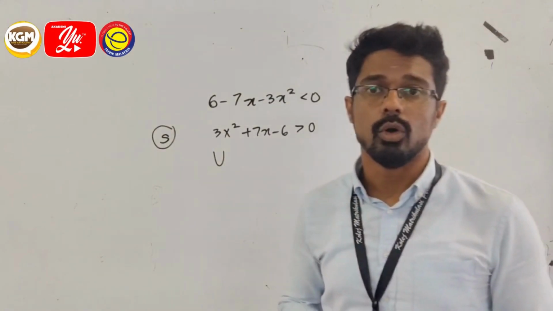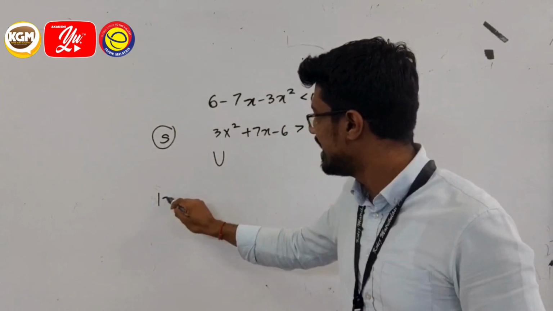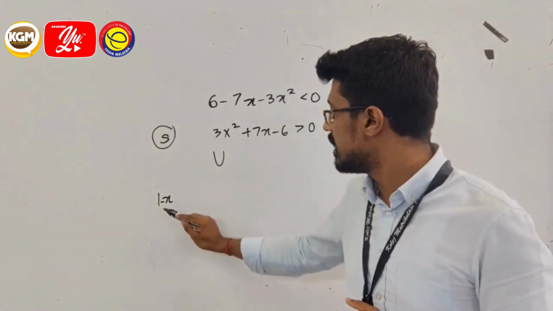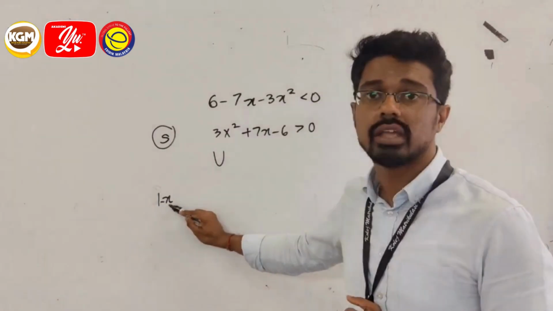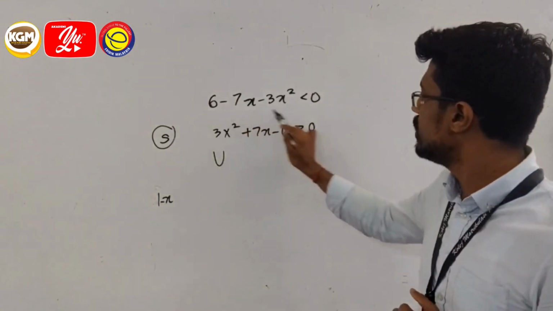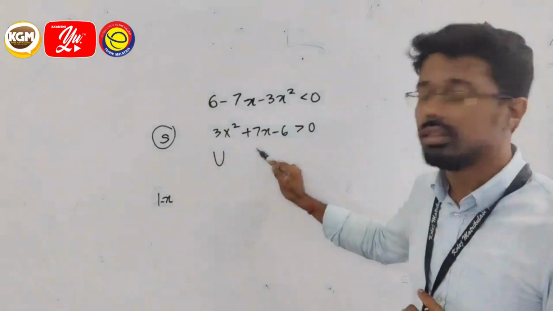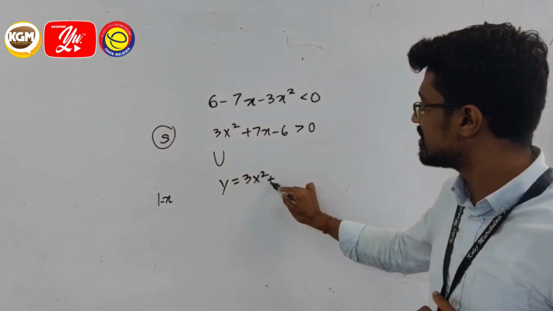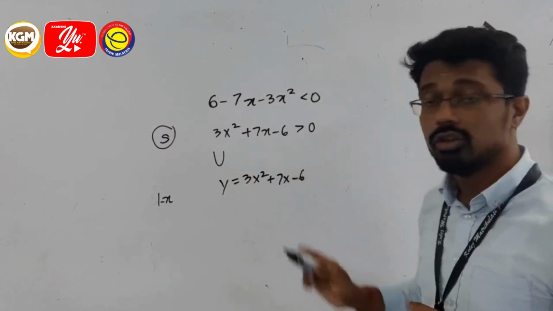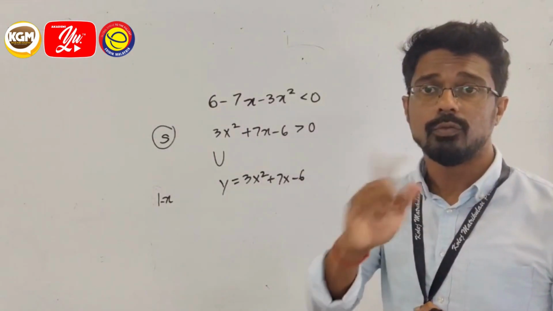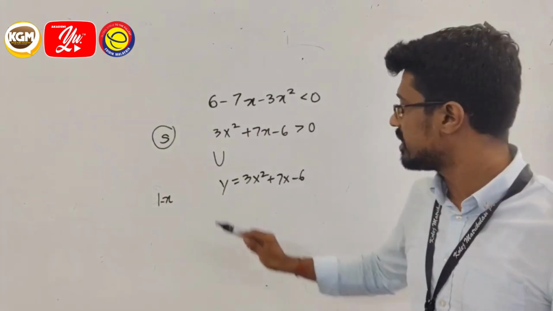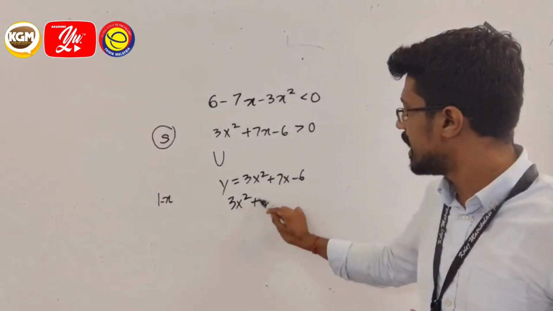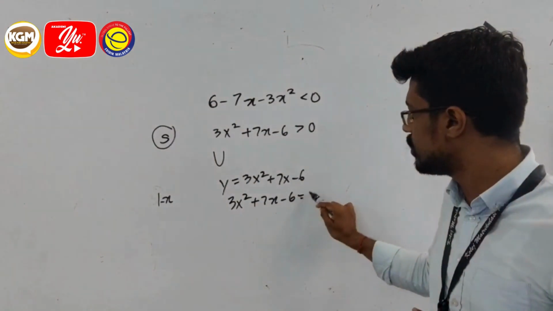Step number 2, as you know, is Ix. So what is Ix? It is none other than intercept x, or x-intercept. What we have here, we can define to be a function, that means y equal to 3x squared plus 7x minus 6. To find the x-intercept, we know the x-intercept is when y is 0. So I put 3x squared plus 7x minus 6 equal to 0.